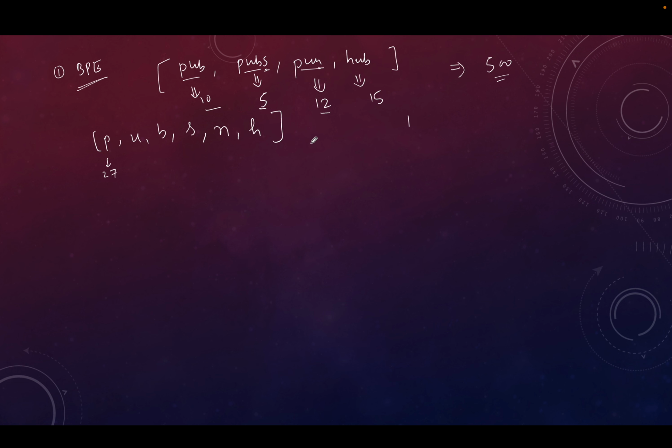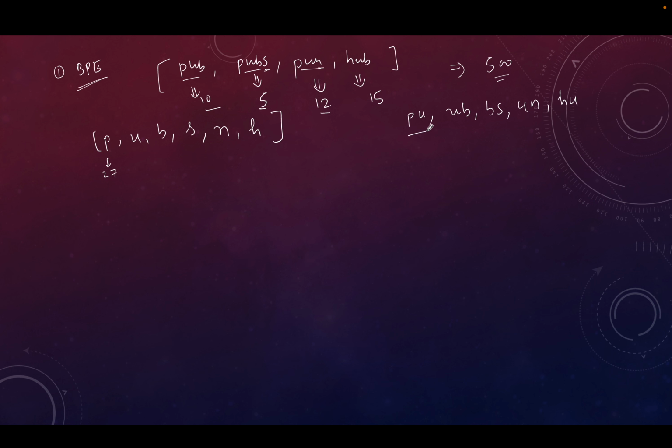Next you have to include pairs of characters. So pairs of characters can be PU, UB, BS, characters which occur together, one after the other. Then PU is there, UN and HU. So these are the pairs of characters.